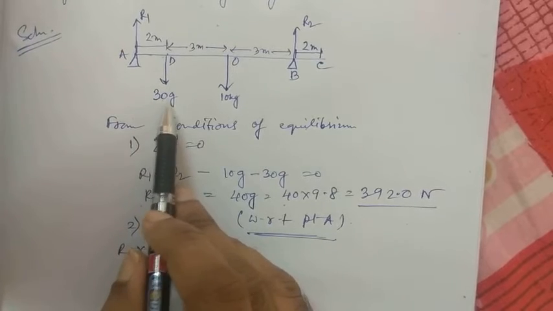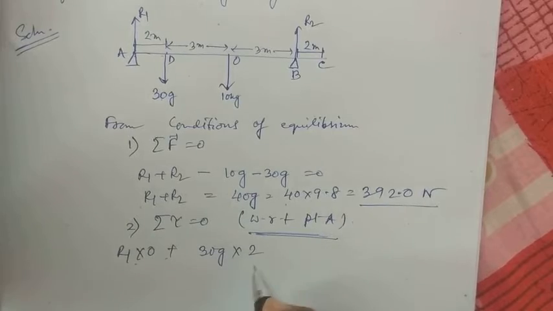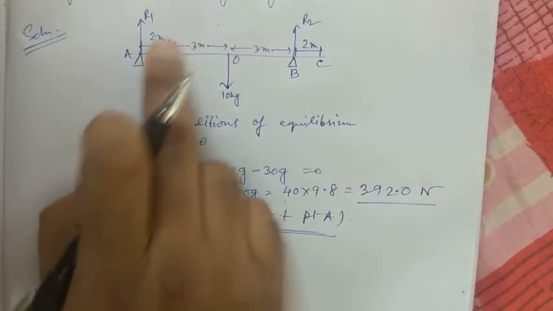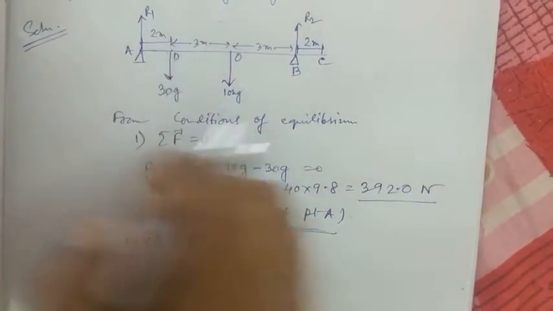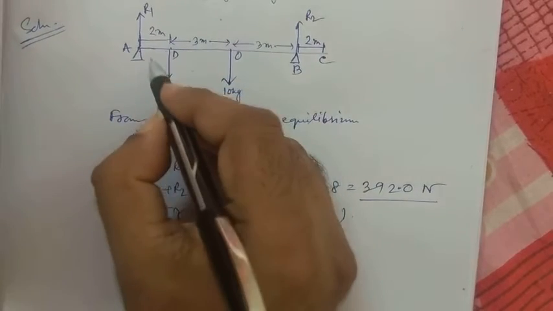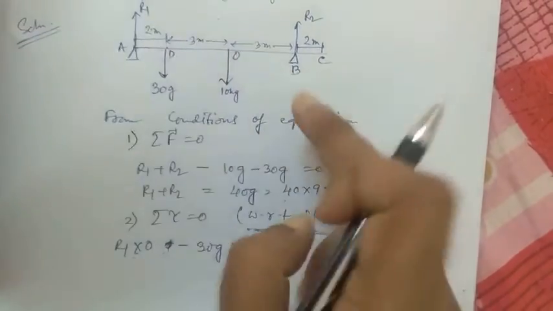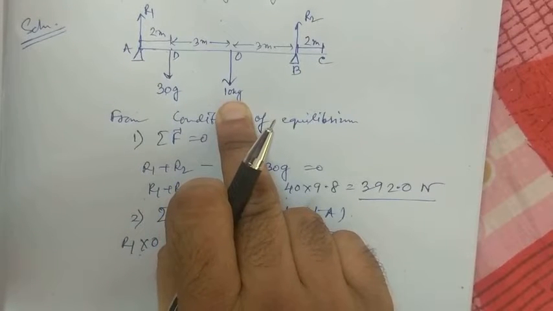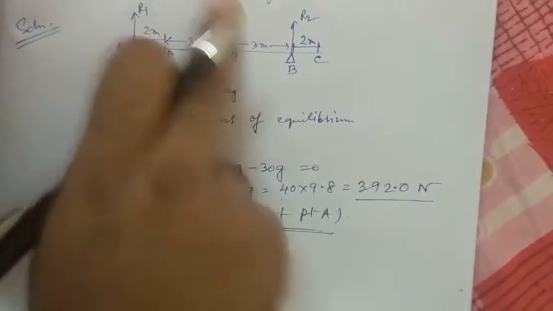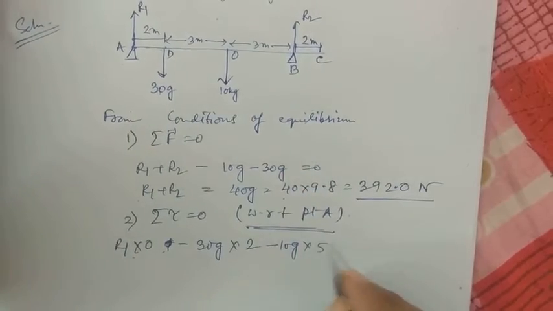Now this is a 30g weight. So 30g into 2 meters. But this 30g weight will try to rotate the rod in the clockwise direction, so this must have a minus sign in front, not plus. Because if this point is the axis of rotation, then it will try to rotate the rod in the clockwise direction. Another force is 10g, the weight of the rod. That force also will try to rotate the rod in the clockwise direction. So minus of 10g into the distance of 2 plus 3, that means 5 meters.